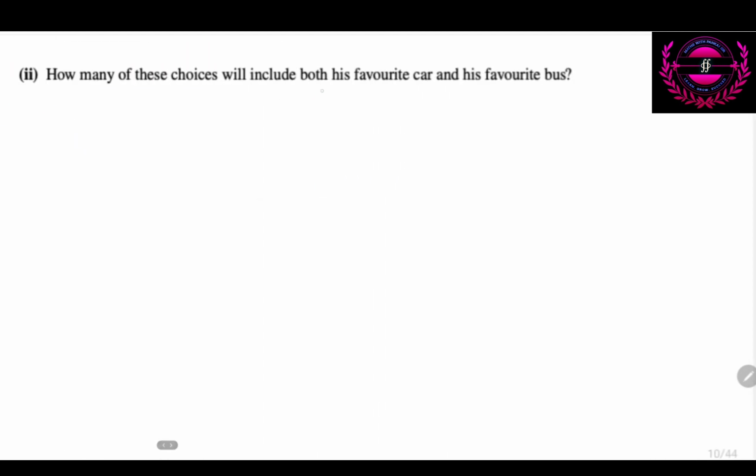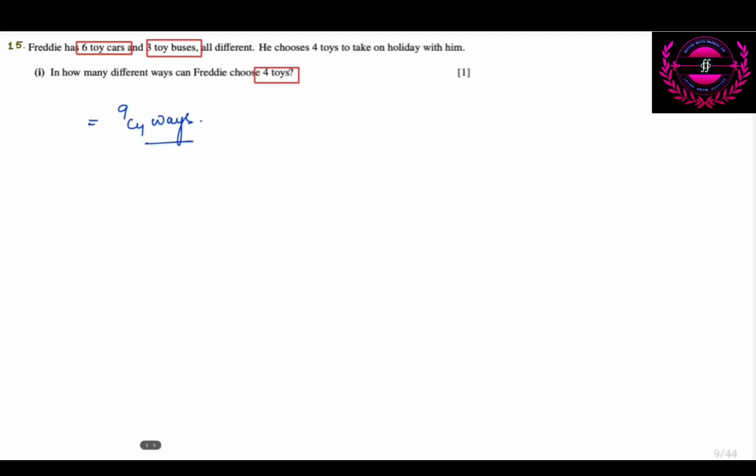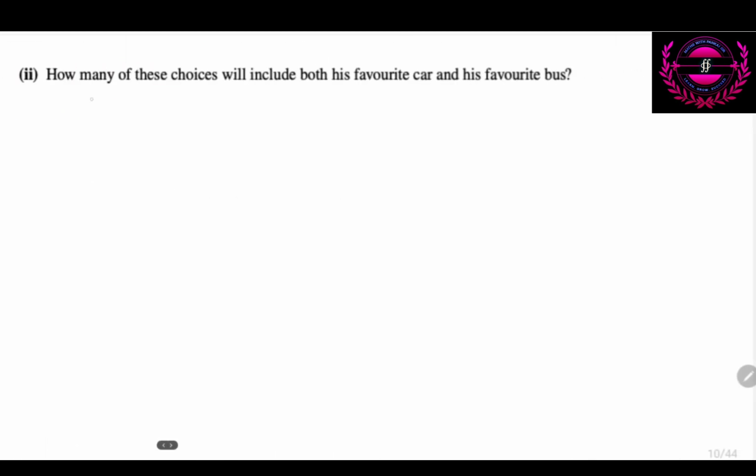How many of these choices will include both his favorite car and his favorite bus? So, six toy cars and three toy buses. Now, his favorite bus and favorite car must be included. So now he has to choose two more toys out of the remaining. Total were nine. So two he has already selected. So he is left with seven toys, and he can select the remaining two toys in how many ways?